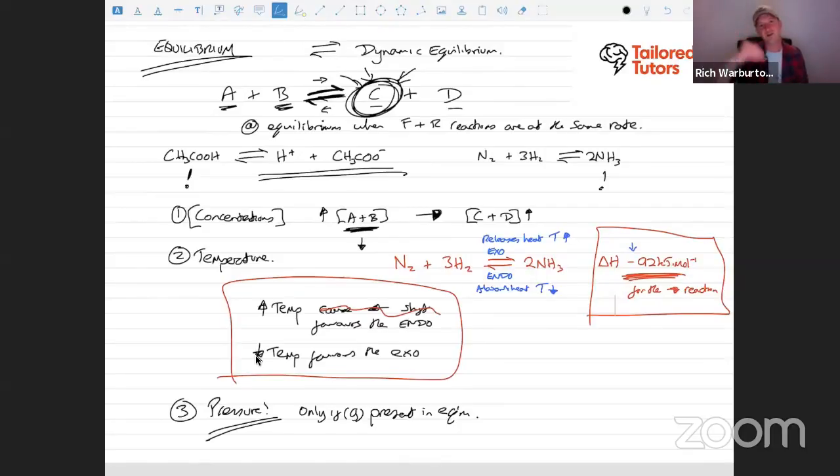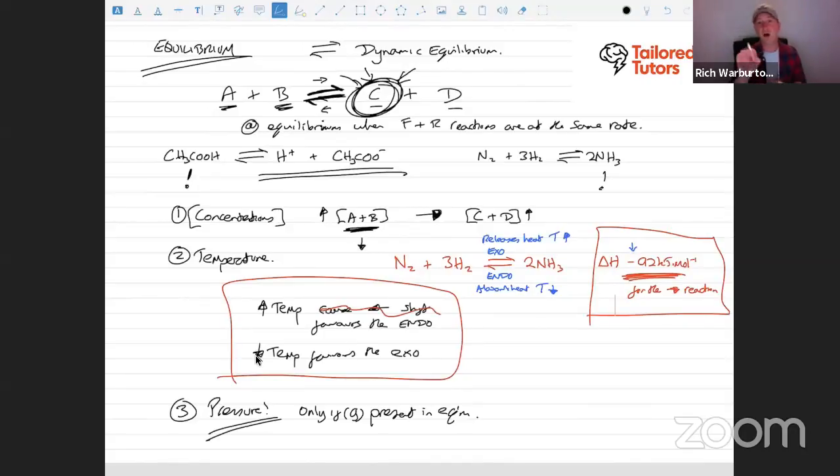I've seen a question whereby everything's in aqueous solution. Essentially they'll ask you, okay, what happens if you change the concentration of this or change the concentration of this? What happens when you change the pressure? And of course the answer is nothing, and the reason is that there's no gases present, so pressure can't affect the equilibrium. So they can be sneaky like that. It's a good shout, mate.